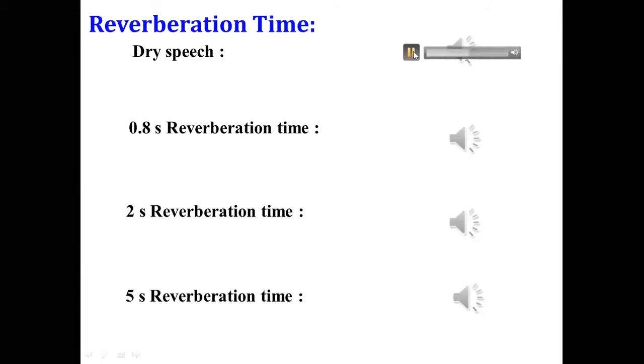Many factors influence speech intelligibility. Could you hear it now? Yes, ma'am. Okay. So this was with reverberation time being zero. Let's do the next. Many factors influence speech intelligibility.